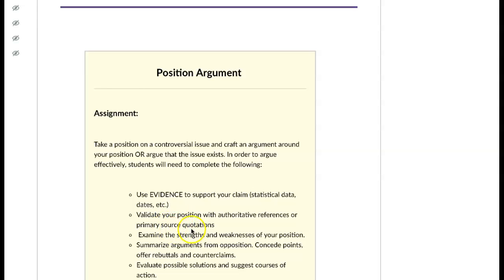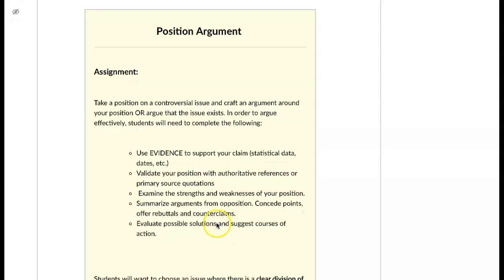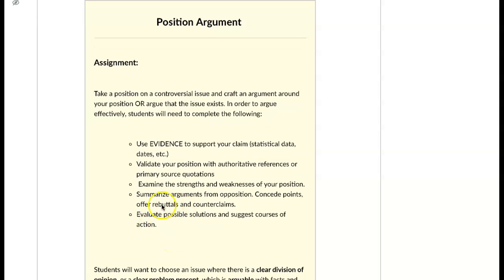You will have to use primary source quotations from authoritative references, and those pieces of research are going to come from the articles that you use for your annotated bibliography. You're going to examine the strengths and weaknesses of your position. You're going to provide views from both sides in the form of a counterclaim where you offer concessions and rebuttals. And then you're going to evaluate maybe some possible solutions or suggest a course of action.